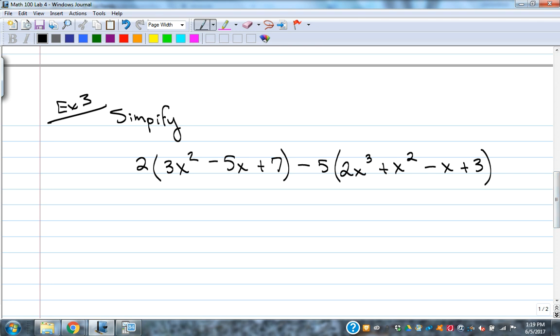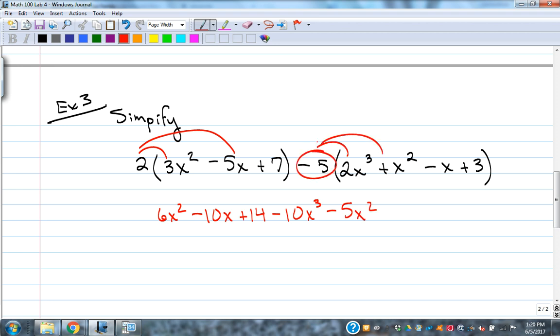Example 3, we want to simplify this expression. Involves adding and subtracting along with multiplying. So we're going to multiply out some things here. 2 times 3x squared would be 6x squared. So we're distributing this 2 to each piece. 2 times -5 is -10x. 2 times 7 is 14. And then we have -10x cubed and a -5x squared. Notice that I'm carrying the negative sign with the 5 as I distribute here.